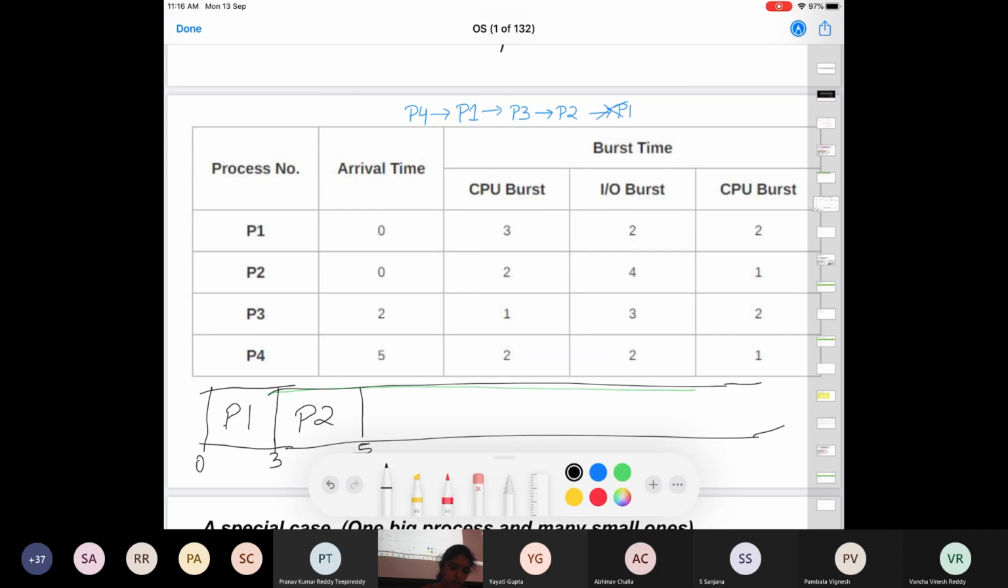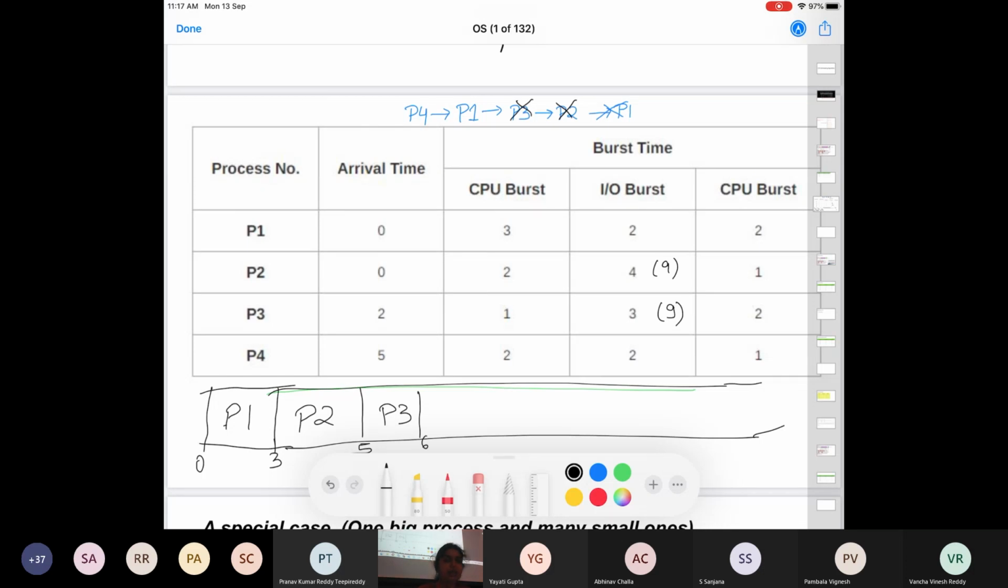Okay, so P2 went for input output. It's going to be back at 5 plus 4, 9. Let me write it here. And then at 5, P3 is at the front of the ready queue. P3 starts executing, executes for one time unit, 6. And when it goes for input output, it will also be back at 9. 6 plus 3, 9. And P3 also goes.